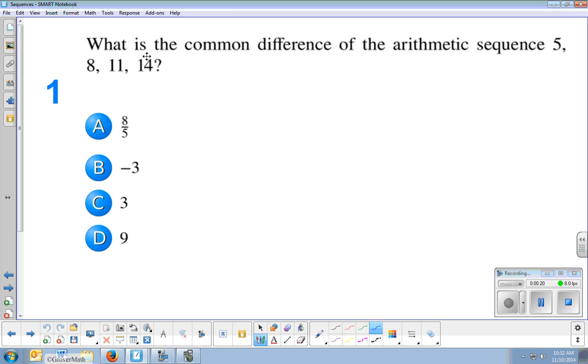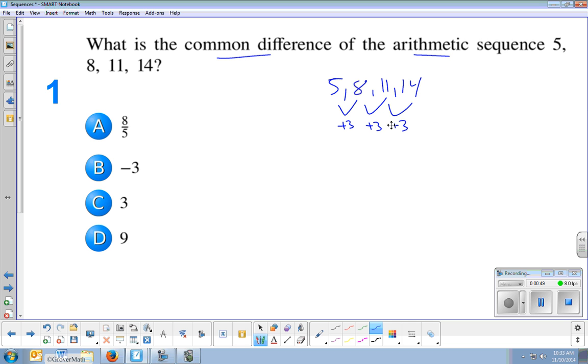First question: what is the common difference of the arithmetic sequence? An arithmetic sequence gets from one term to the next term through addition and subtraction. In this sequence of 5, 8, 11, and 14, how am I getting from one term to the next? I'm adding 3. I get from 5 to 8 by adding 3, 8 to 11 by adding 3, 11 to 14 by adding 3.